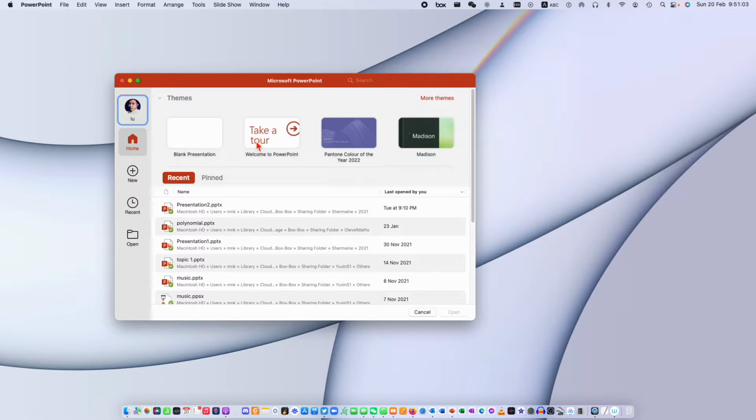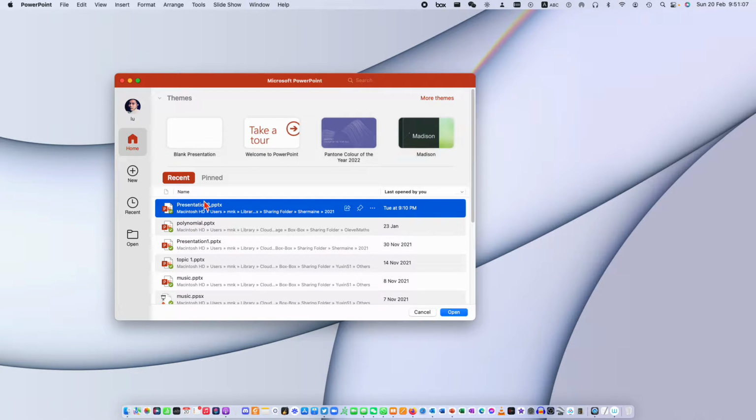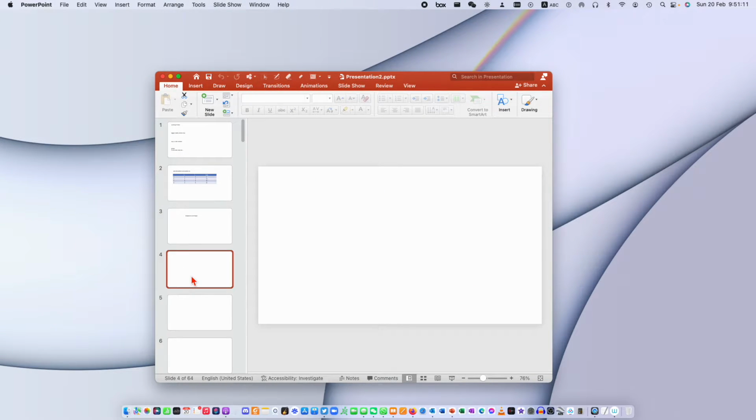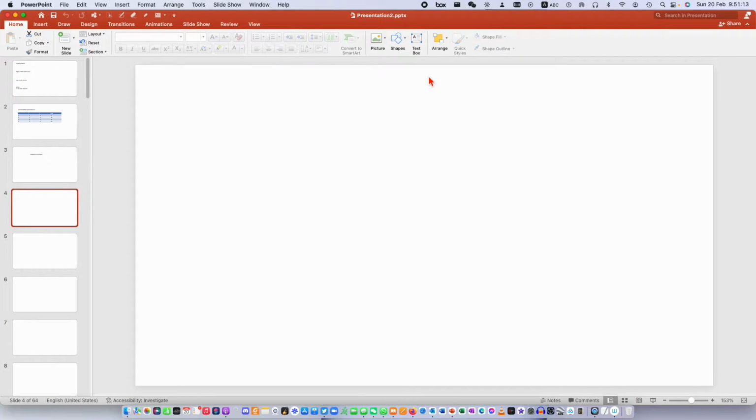Can easily AirDrop to me. Okay. Alright, let's AirDrop your revision materials to me.